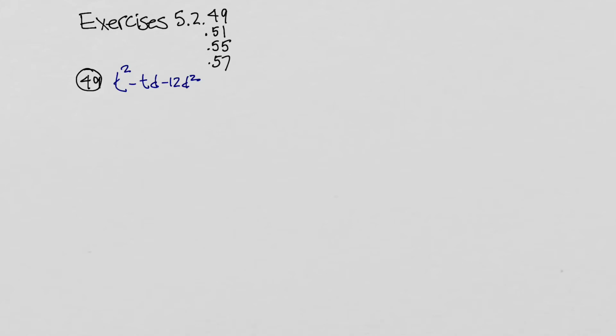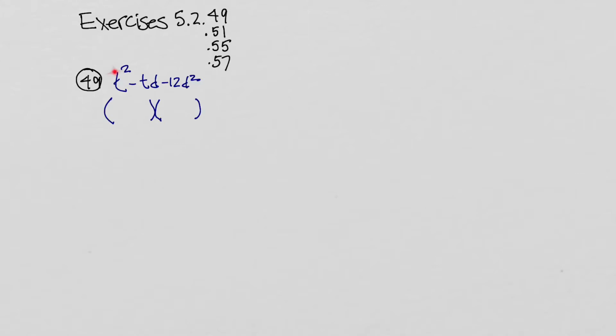Let's give this number 49 a try. So we've got a trinomial. I don't see anything common all the way through. T, T, no T, D, D, no D. So let's write our two sets of parentheses, anticipating we can do this. There's no common factors to take out.